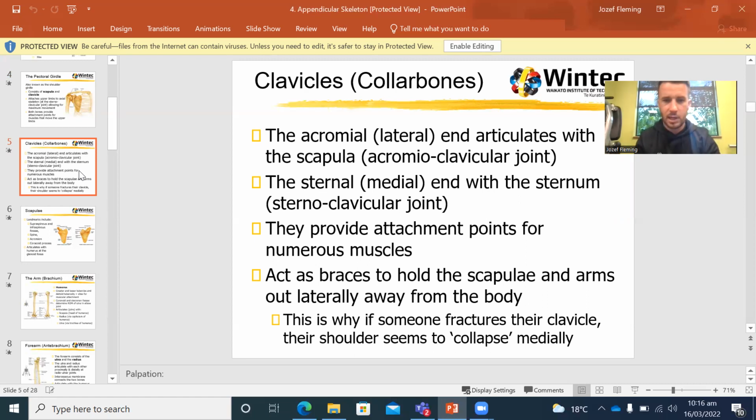They provide muscle attachments for numerous muscles. They act as braces to hold the scapula and arms out laterally away from the body. That's why if we break our clavicle, one of the telltale signs that you have broken your collarbone is that the shoulder will collapse medially. Because of the break in the clavicle, the shoulder will drop down back into the body.